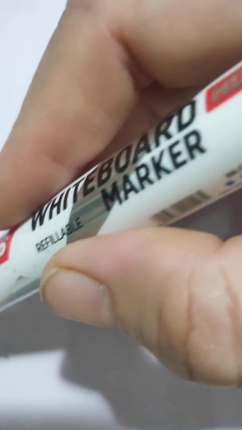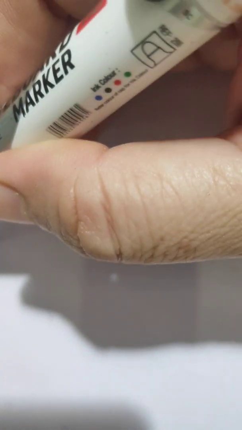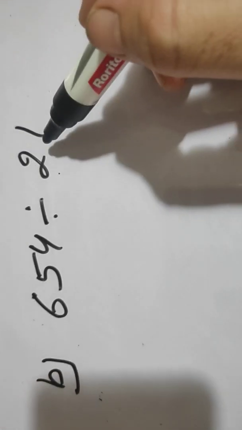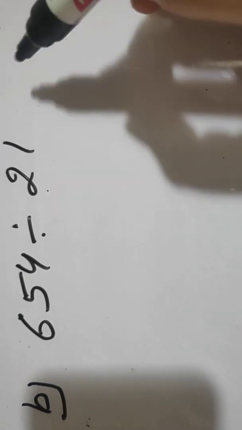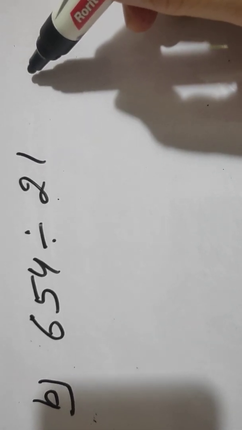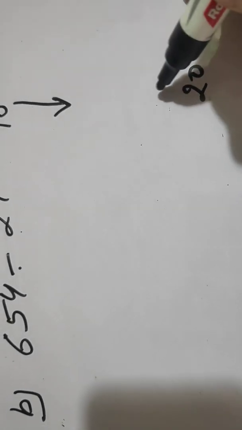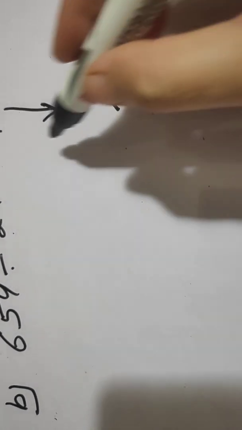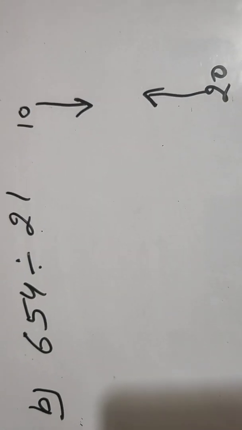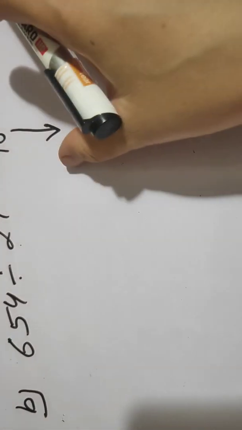The same way we will do the B part. But in the B part the divisor is big and it is greater than 20. It is 21. I told you that if the divisor is 2 digit, but it is between 10 to 20, so what we will do? We will write the whole table here and easily we can find out our answer.